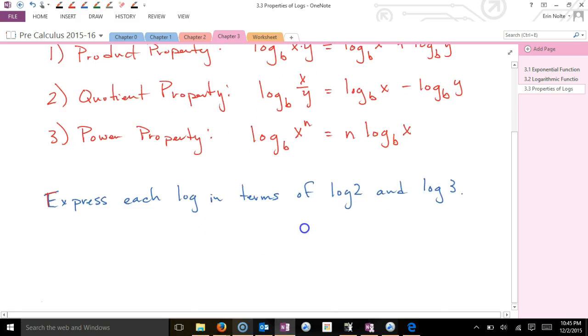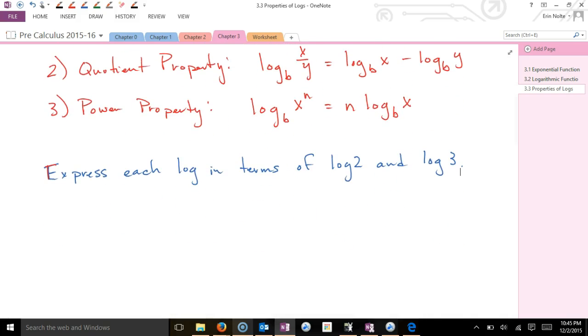Okay, so the first thing that they do is very interesting, I think. They give us this direction: express each log in terms of a log of 2 and a log of 3. So it's going to give us some condensed form, and then we're going to expand it. Let's see, I'm going to start with a hopefully semi-easy one. This will be the condensed form of this.